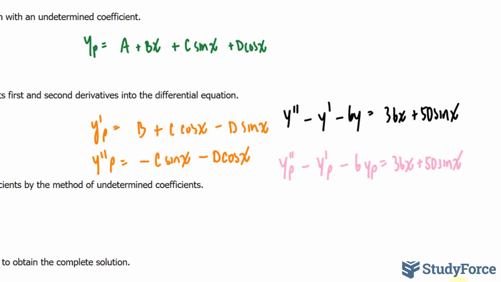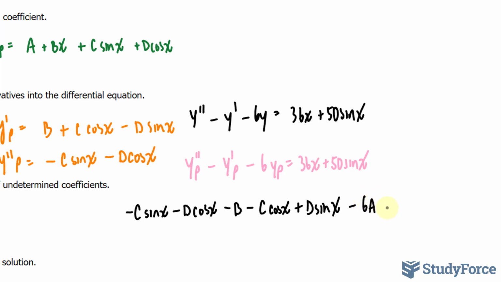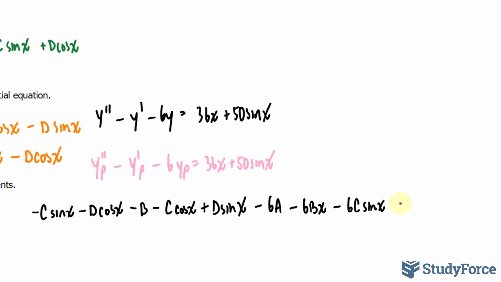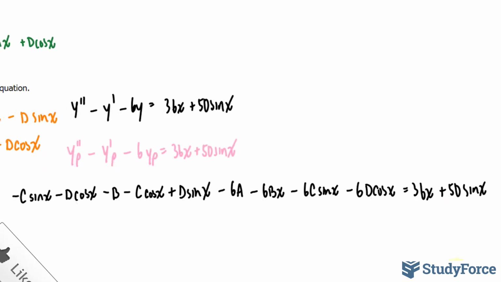Next is the repetitive part. I have to substitute these two terms into here, cosine x. Substitute these three terms into here, and notice that there's a negative, so this will become negative, this will become negative, and this will become positive. And finally, multiply each of these terms by negative 6. So we get negative 6a, negative 6bx, negative 6c sine x, and lastly, negative 6d cosine x is equal to the right side, 36x plus 50 sine x. This completes step number 5.